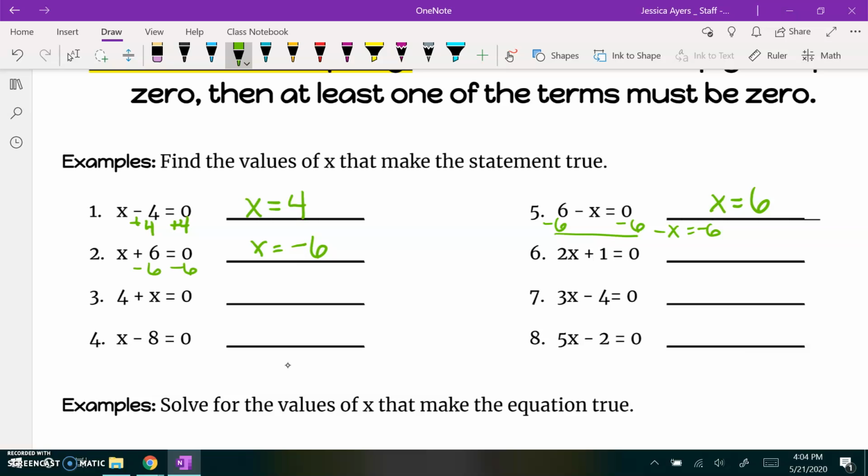Number 6, a little bit trickier. 2x plus 1 equals 0. So you just got to minus the 1 first. So you get 2x is equal to negative 1. Dividing by 2, you get x is equal to negative 1/2.